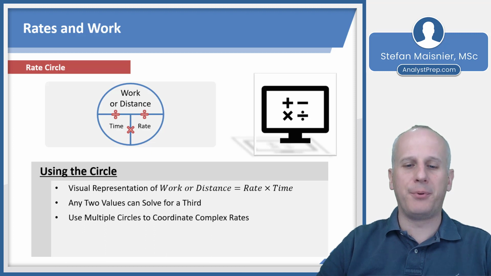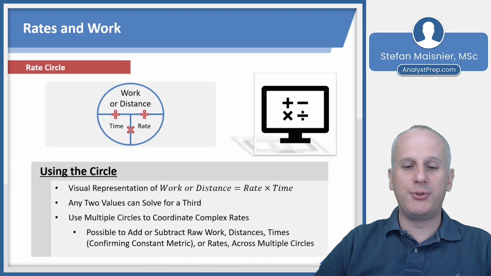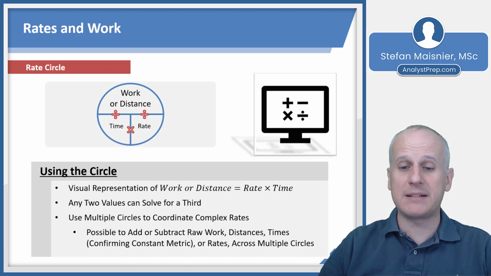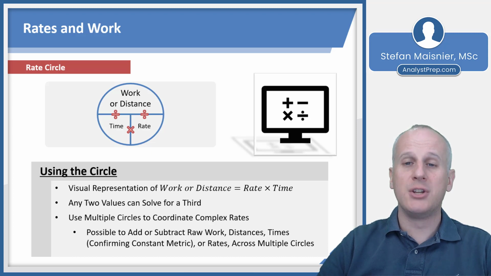And you could use multiple circles to coordinate complex rates as well. And it is possible to add or subtract raw work, distances, times, and possibly even rates if you're combining two different workers. For instance, if one worker does 6 units per hour and the other worker does 4 units per hour, well, we know that combined they'll do 10 units per hour. So you can add these values across multiple circles to work through the construct of a problem that's in front of you in the quantitative reasoning section.